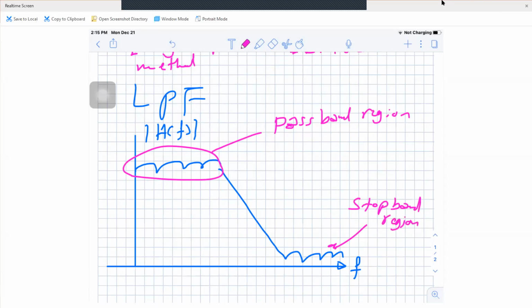And in between, of course, we have another region. This region will be called what? Will be called transition region. Okay, now, so we can what? We can distinguish the three different regions in the practical filter magnitude spectrum. Okay, this spectrum is called magnitude spectrum. So we have pass band region, stop band region, transition region.